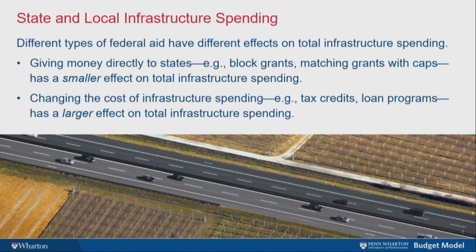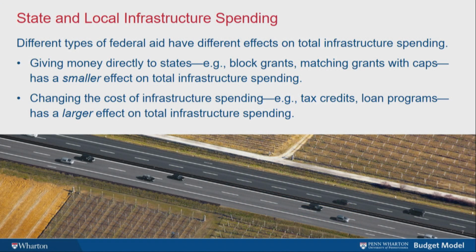Now, you're going to get new infrastructure built when you issue these grants. Some of the money will find its way into new infrastructure spending. But a more effective way of getting state and local governments to contribute their own money toward infrastructure spending is to develop programs of federal aid that lower the cost of infrastructure spending. And the best examples we have of that right now are tax credits and loan programs.